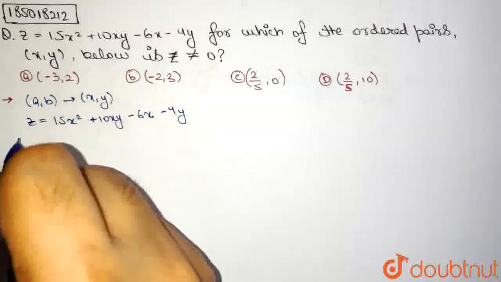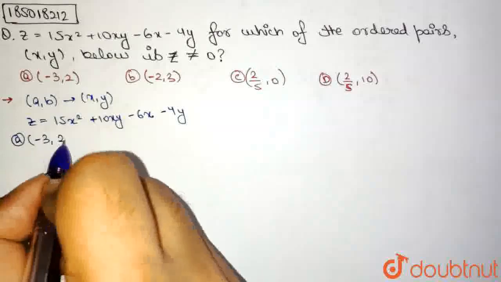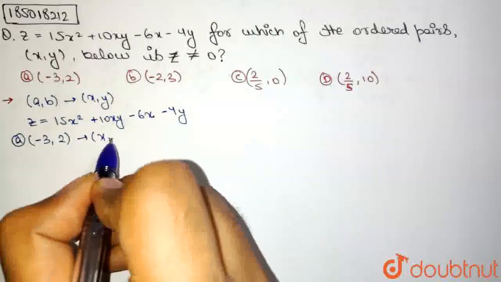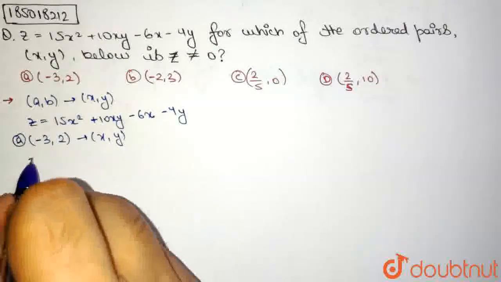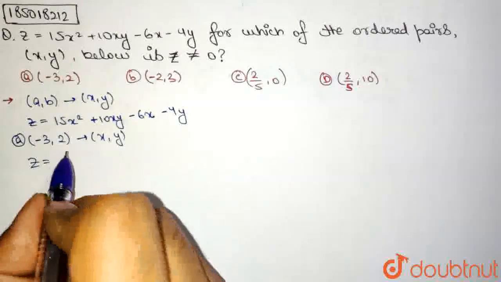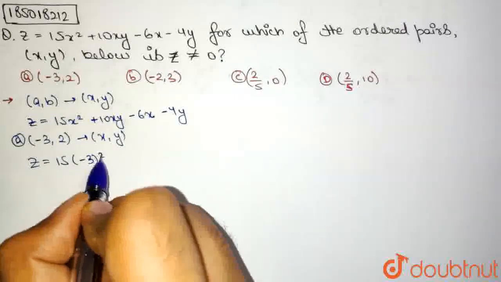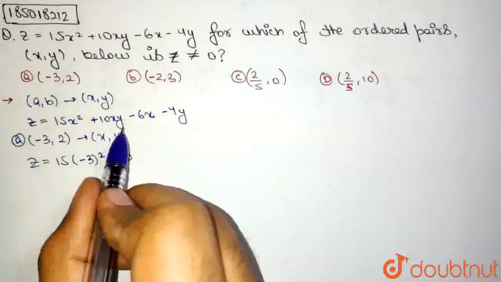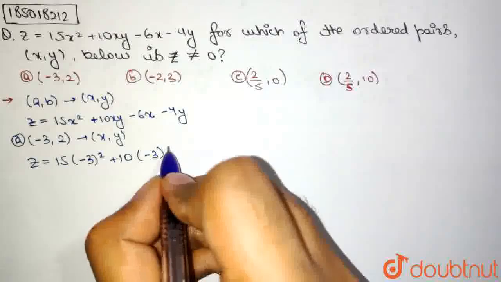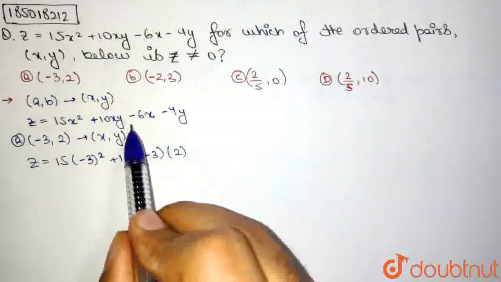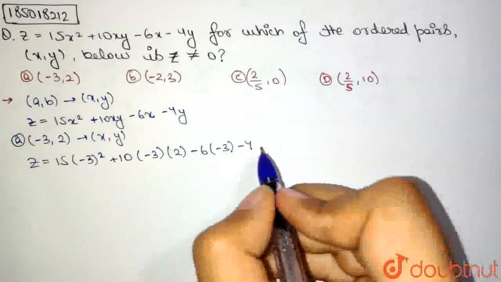So let us check it first for option A, which is the very first option. Here we have the ordered pair as minus 3 and 2. So minus 3 is for x and 2 is for y, right? So let us put these values in this expression. So we have z is equal to, substituting x with minus 3, 15 into minus 3 square plus 10 times of x into y. So x is minus 3 and y is 2. And then we have minus 6x, so minus 6 times of x is minus 3, minus 4 and y is 2.